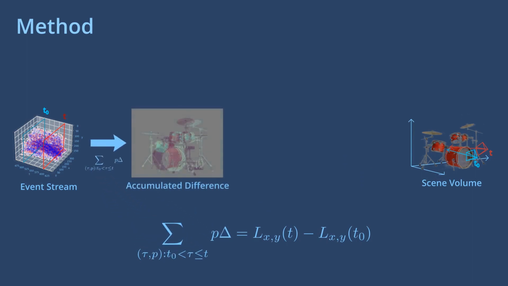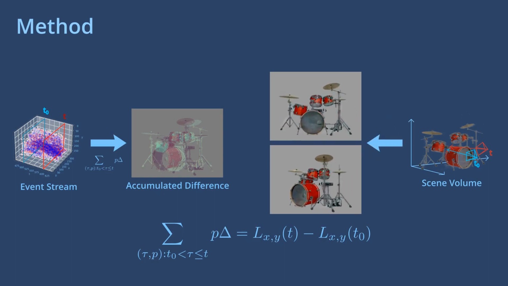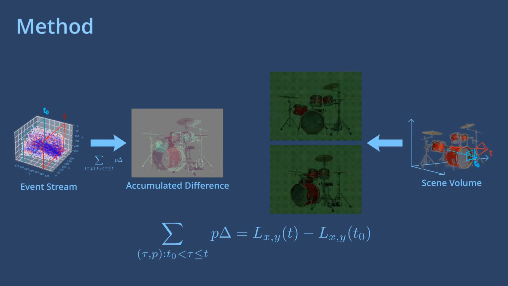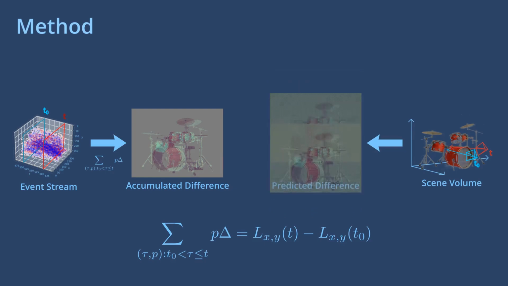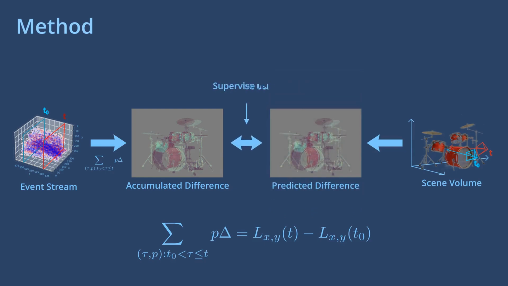Hence we can compute the accumulated difference by summing up the polarities from the events. And we can compute a similar difference from a volumetric model by subtracting two rendered views and applying a bayer filter. We supervise our model by comparing these two differences, making them converge to each other as the model is trained.